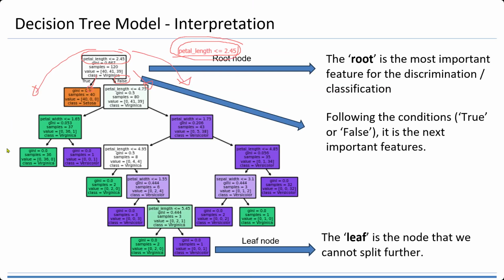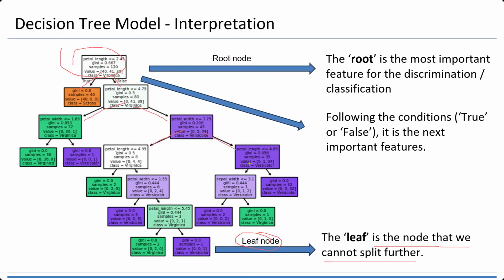And we need to interpret the details. The leaf is the node that we cannot split further. In this case, we can still do splitting. We can split, and split, and split. That's why we call it a decision tree: we can make decisions like a tree.